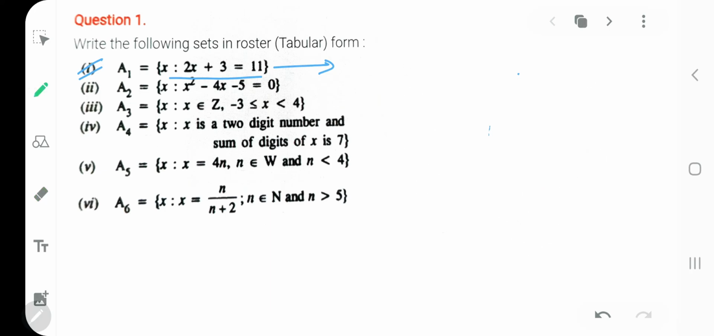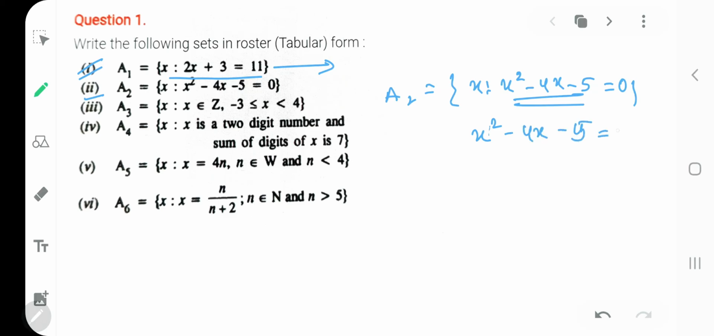Similarly, we'll take our second one and it goes something like this. A2 is equal to x such that x square minus 4x minus 5 is equal to 0. Again, my dear kids, you have to solve this equation and find the elements in your set. How to solve such kind of equation? My dear kids, this is factorization by splitting the middle term.